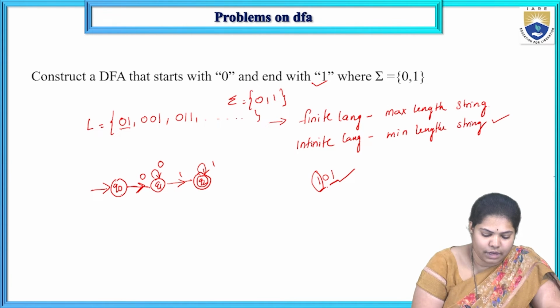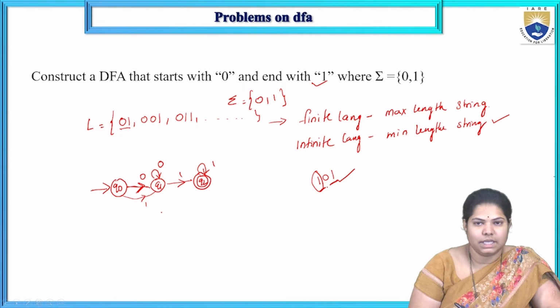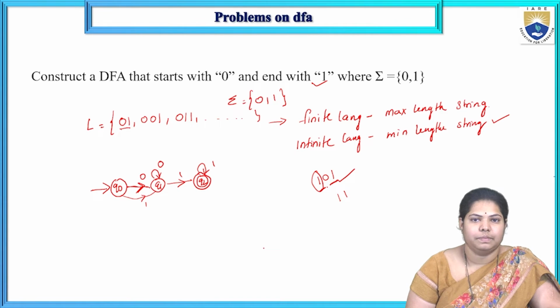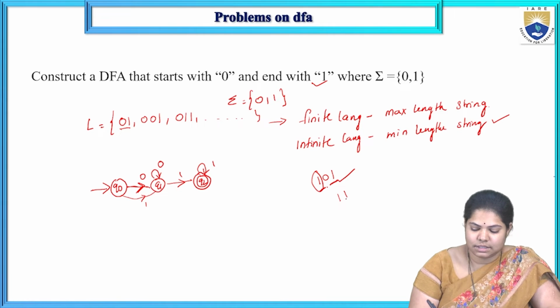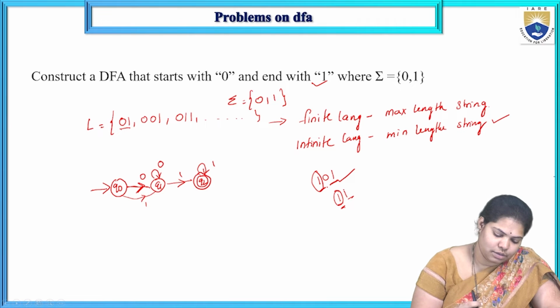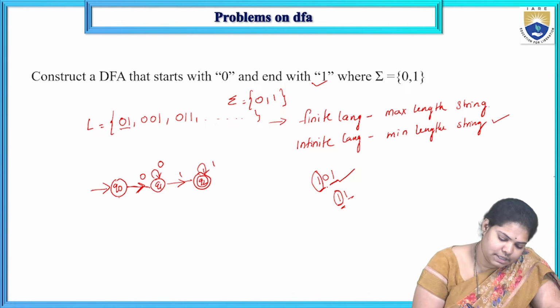If I send the 1 to the next state, Q1, what will happen? I can also execute a string like 11. Will this 11 be accepted by my question? No, because the string should start with 0, but here we are having 1. So this is also not accepted. Therefore, I am simply sending it to the dead state.